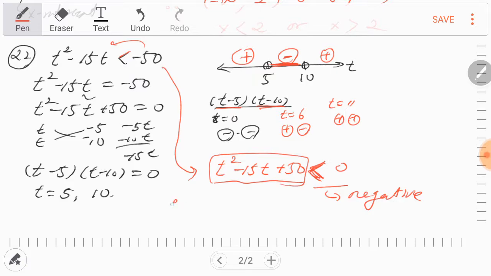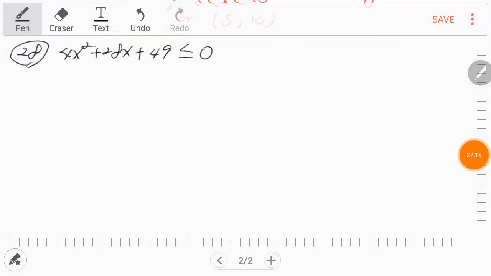So the solution is what? X is greater than 5 and less than 10. Or x is what? Use interval notation. Interval notation, then from 5 to 10. Both parentheses.